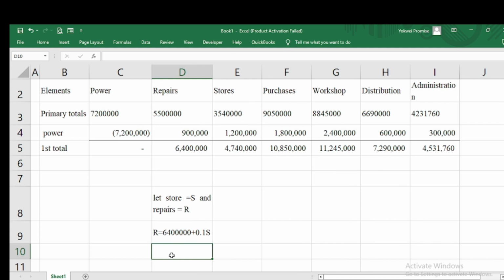Then the next equation will be the one of S. S will be equal to, from here we have 4,740,000 plus, the guy is also giving 18% to R, which is now 0.18 R. All right, that's great.